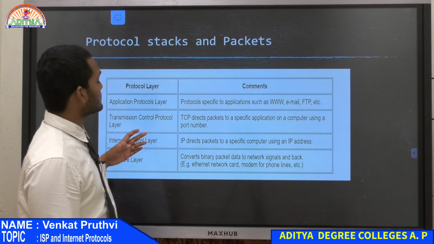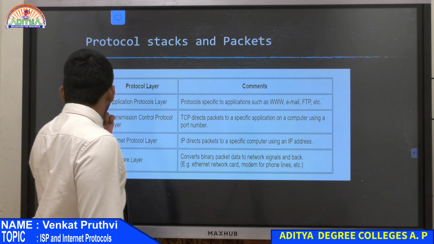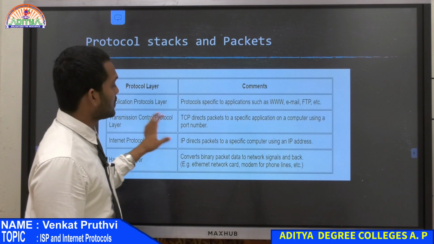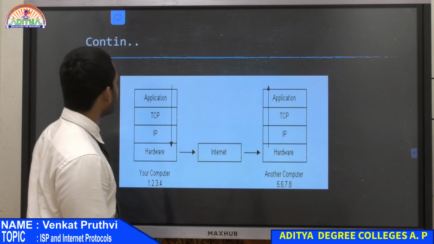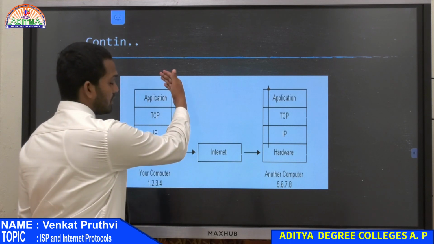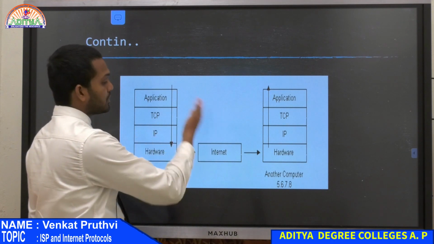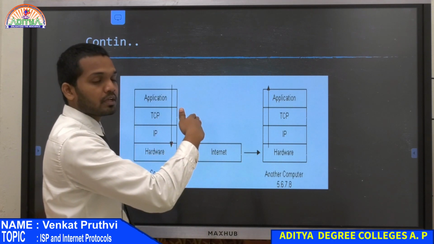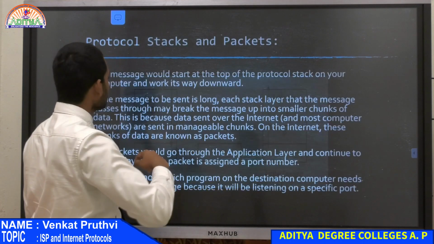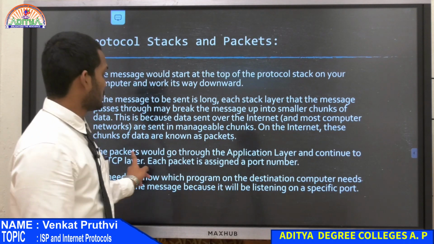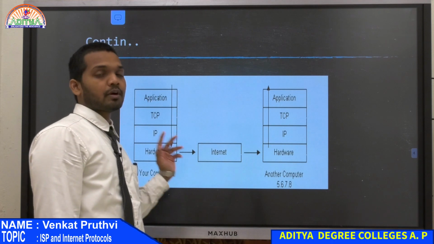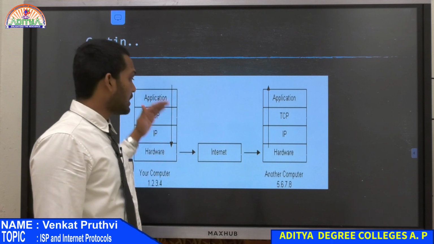And then the protocol stacks and the packets, what they are, and what the different protocol layers are and what they do. And after that we were discussing how, when an application is sending some data to the other computer, it is transferred through the internet and goes back to the other computer. Okay. So we'll look at this diagram once again today, and I'll list out the different points or steps that happen in this diagram.